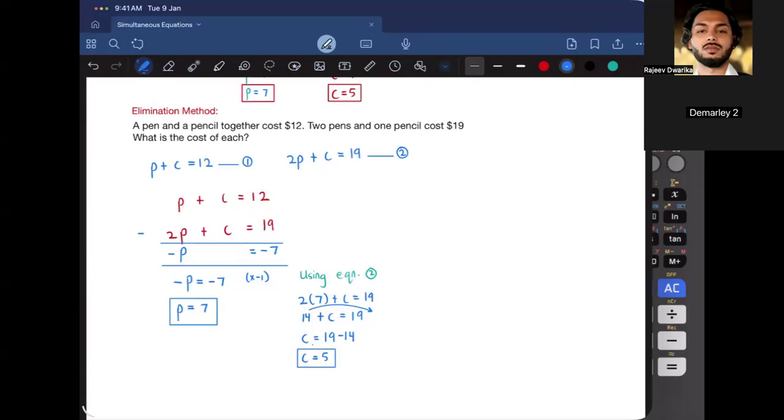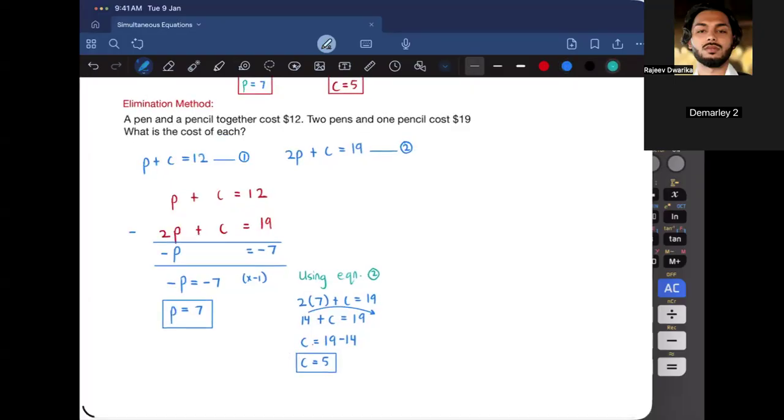And if you want, you could use equation 1 too. Remember equation 1 is P plus C is equal to 12. And so 7 plus C is equal to 12. So C would be equal to what? So C will be equal to 7 minus 12.